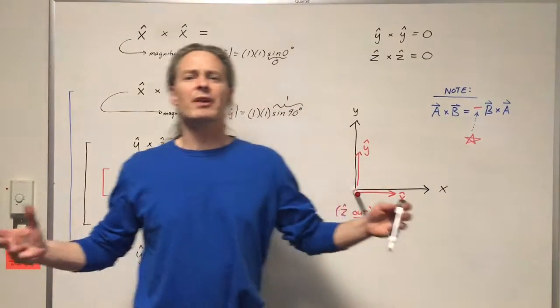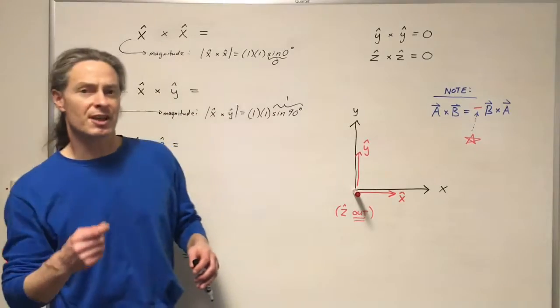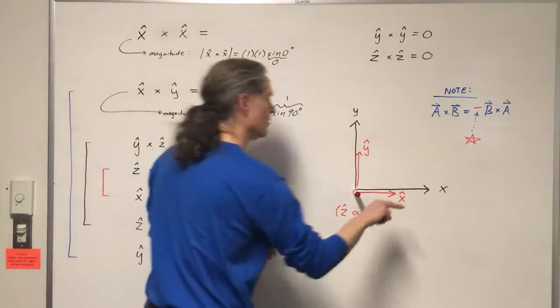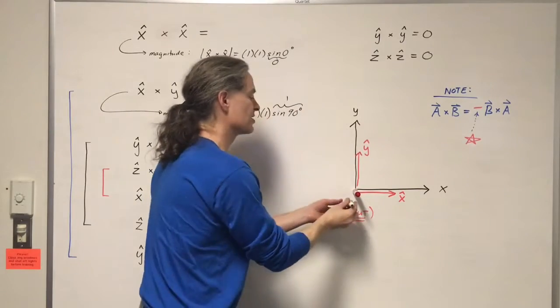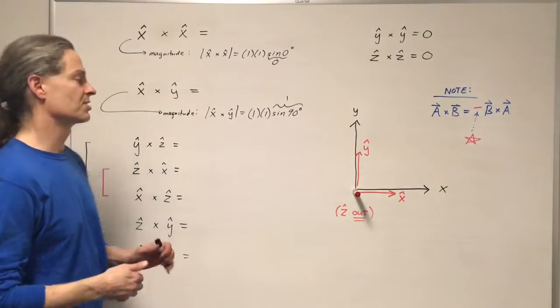Hi everybody, in this video I want to work out the cross products involving our unit vectors x hat, y hat, and z hat. So we'll set up a coordinate system. I've got x to the right, I've got y to the top of the board, I've got z coming out of the board. That's a right-handed coordinate system.